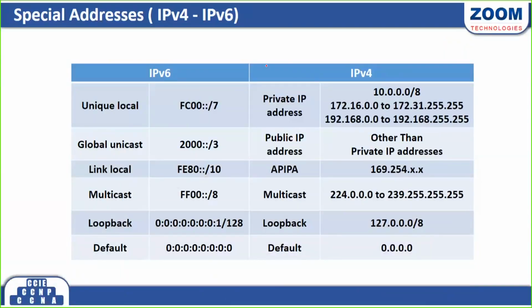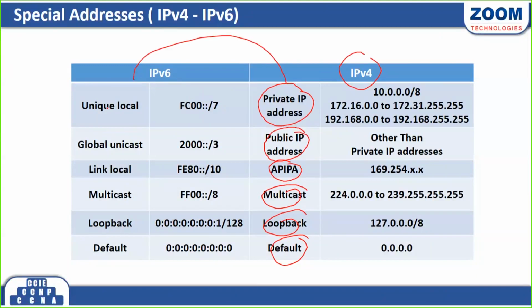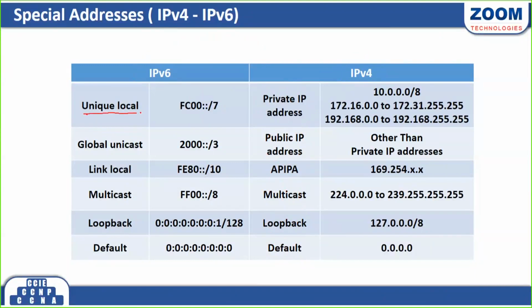If we see IPv4: private IP, public IP, APIPA, multicast, loopback, and default. Same types exist in IPv6. In IPv6 we call it unique local, which is similar to a private IP address. Any IPv6 address starting with FC is unique local. Any IPv6 address starting with a 2 series is a global unicast. Any IPv6 starting with FE is link local, and FF is multicast.